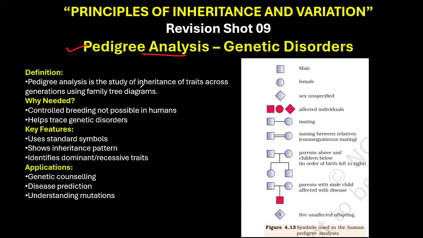Just as a family tree shows who is related to whom, a pedigree chart shows who is affected, who is normal, and how a disease or a trait is passed across generations. Since we cannot do controlled breeding experiments in humans, scientists study family history only.